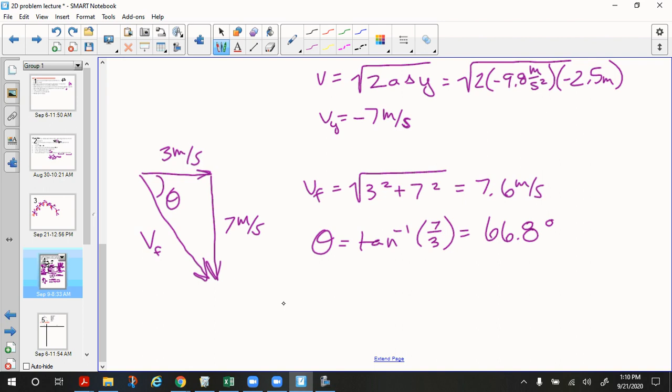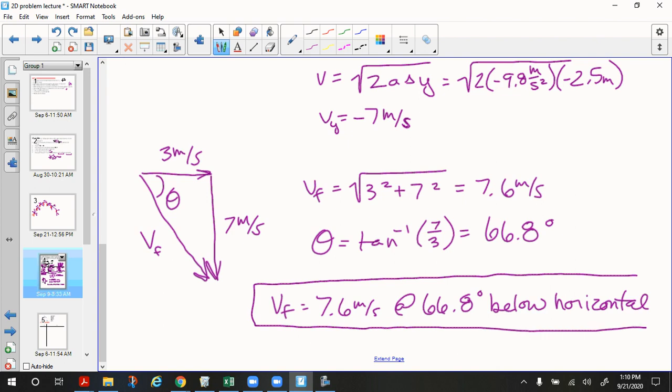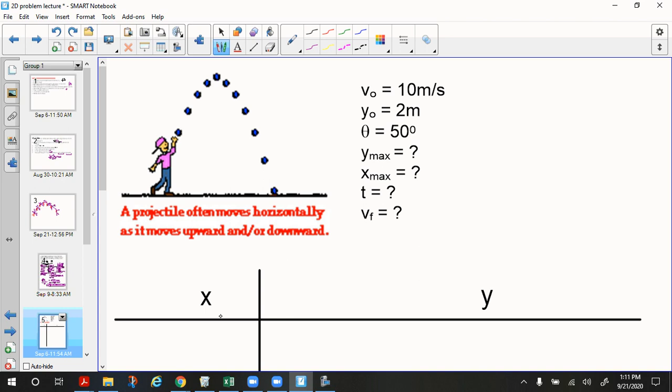So our answer to this question is the tiger is moving 7.6 meters per second at 66.8 degrees below the horizontal. So when you're giving directions for projectile motion problems, you're going to be given the angle with the ground, basically. So we can say below the horizontal. Okay, so there's one question. Now let's try another one where there is an initial velocity that is not 0 in the y direction.